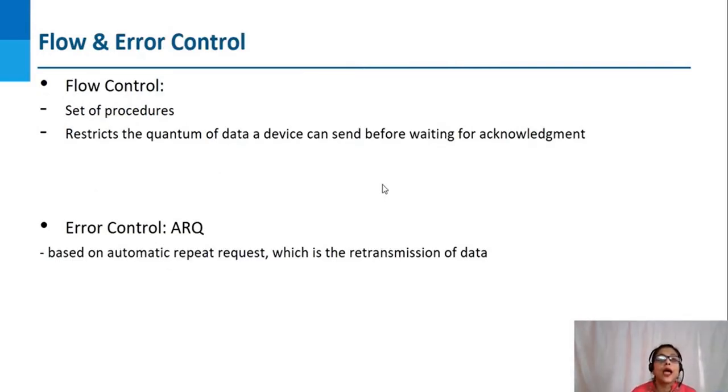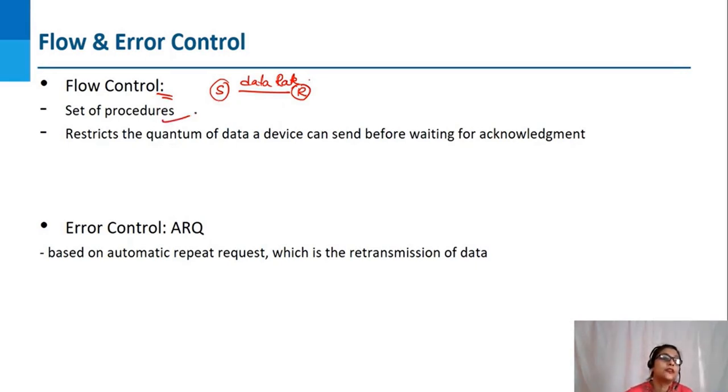Let us understand flow and error control. What is flow control? When the sender is sending some data and the receiver is receiving some data, the sender is sending at a data rate and the receiver is also receiving at a particular data rate. If the data rate of sending is more than the data rate at which the receiver can process the data, then the receiver will be overwhelmed with data and there will be queuing of data. So proper measures should be taken for flow control mechanism.